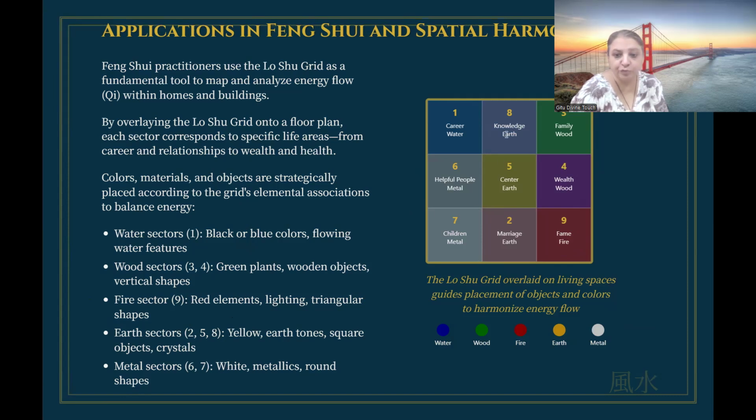Earth sectors are 2, 5, 8. They are yellow or earth tones, and you can keep square objects and place crystals here. Metal sectors are 6 and 7. So white, metallic, round shapes you can keep in 6, 7. This we will use in remedies.